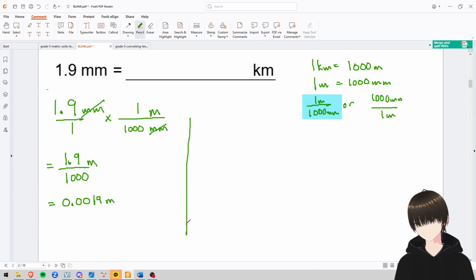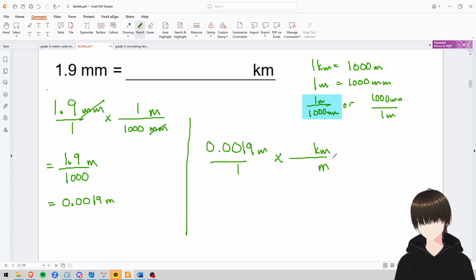So let's do it. If I have 0.0019 meters, over 1 of course, I am going to multiply with a conversion factor that has meters on the bottom and kilometers on the top. Without having to rewrite it, can you figure out what number goes where? Going once, going twice. Meters is the 1,000, and kilometers is the 1.